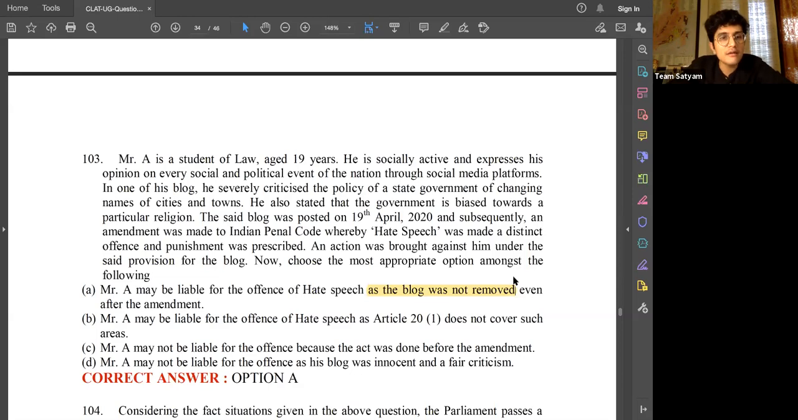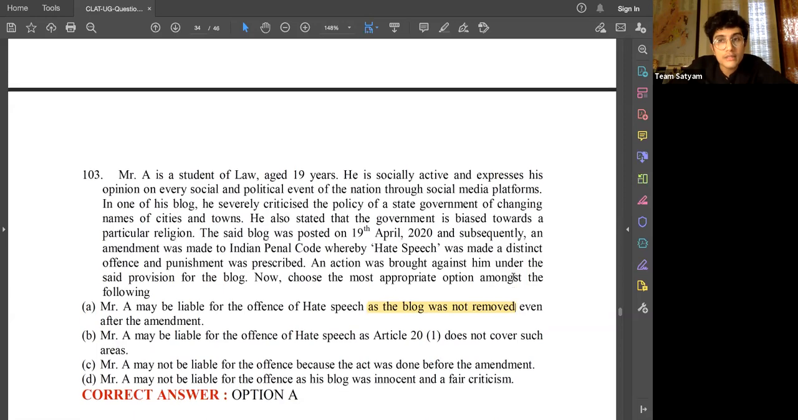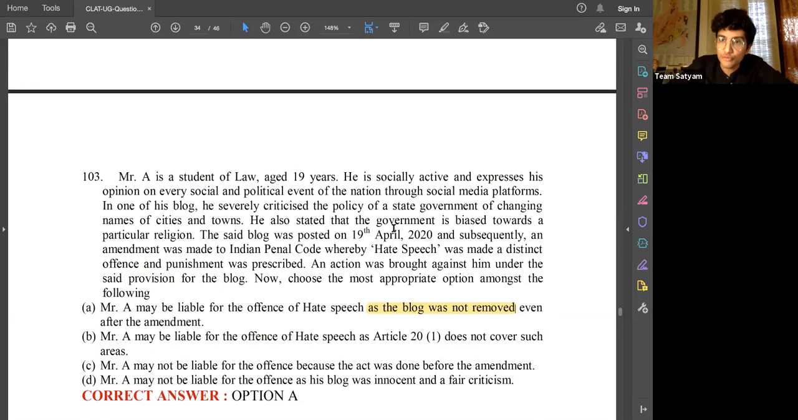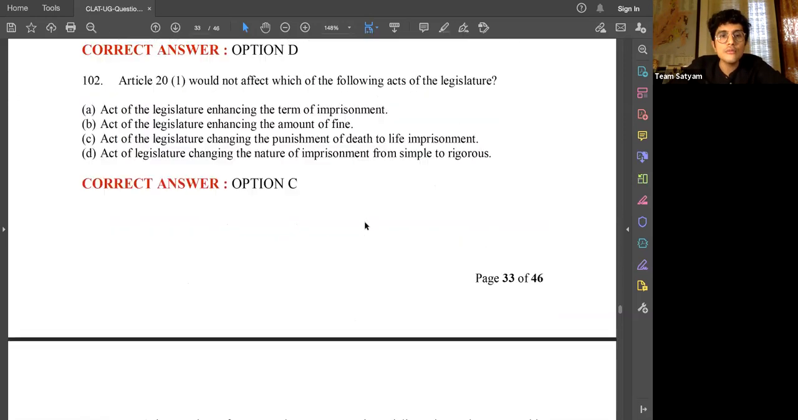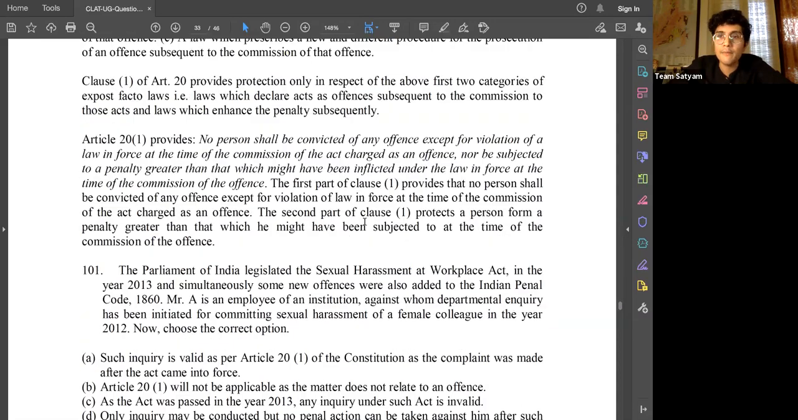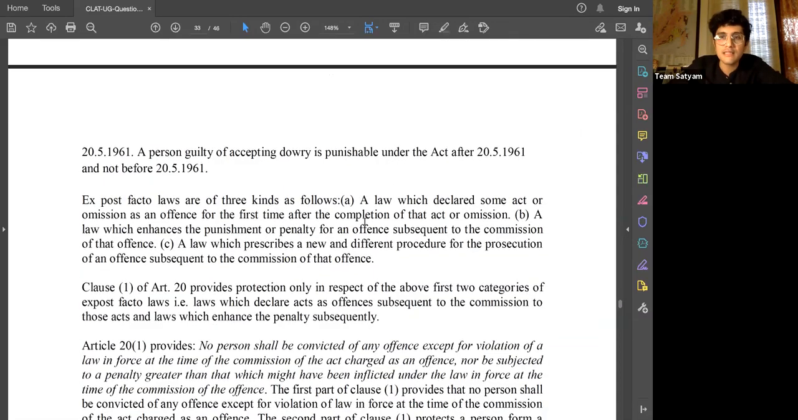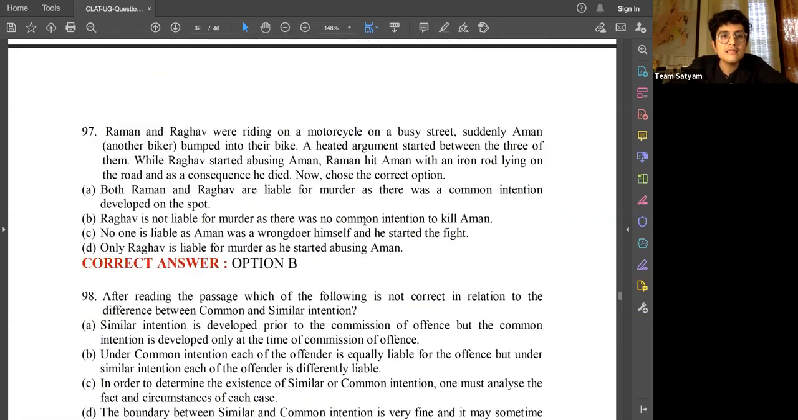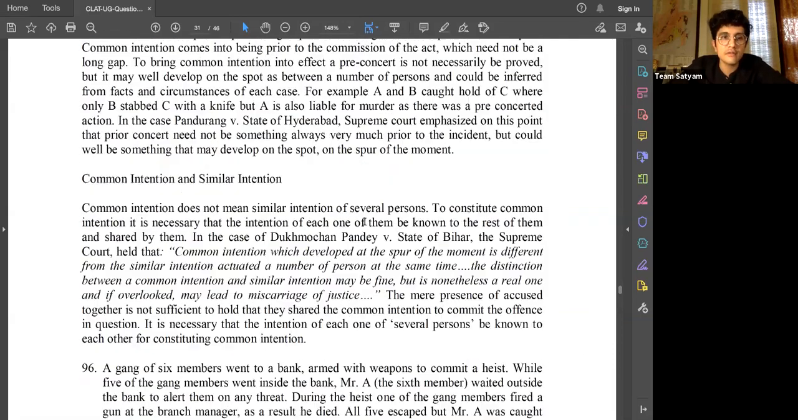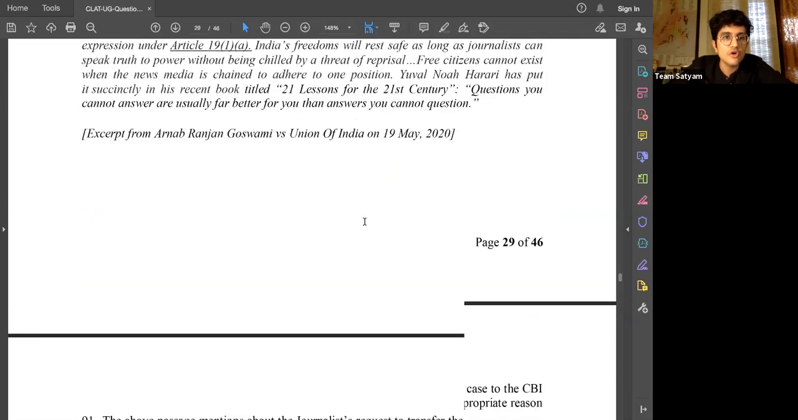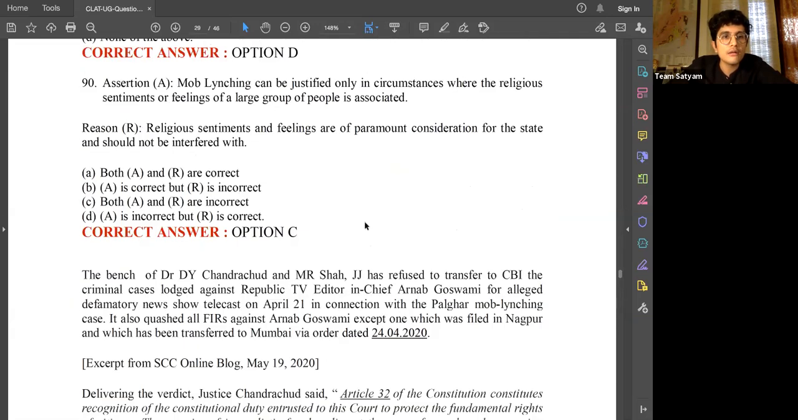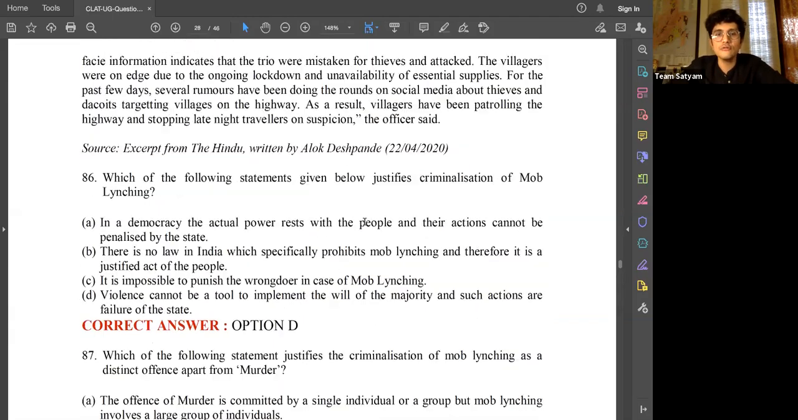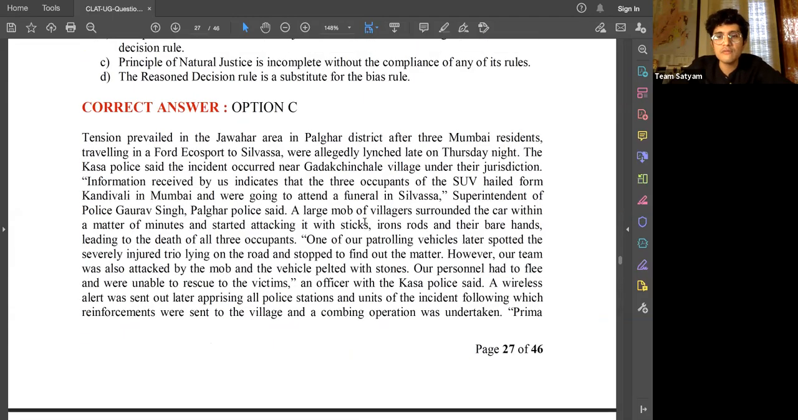Now, after having called upon 69 and 103, let's look at a few other questions which were a bit unusual or a bit surprising. So what can also be said apart from these questions not being very tough is that the legal reasoning section was a bit surprising in the nature of questions that were asked. So let's look at the passage on mob lynching, which is again a contemporary legal issue.